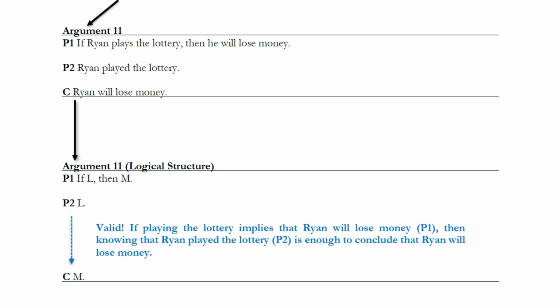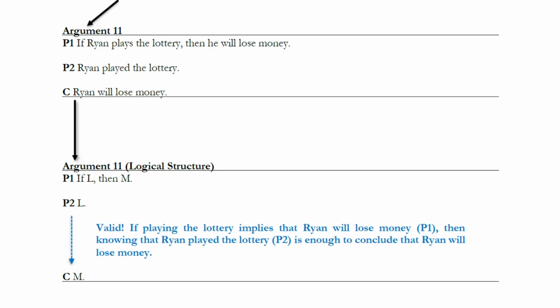You will again notice that this argument has exactly the same structure as the valid argument 1 we looked at previously. At this point, it might also be useful to pause and say one additional thing. You might look at this argument and say, this argument must be invalid because P1 is false. Sure, the vast majority of the time, people who play the lottery win nothing and lose the money they spent on their lottery ticket, but that is not always the case. After all, somebody has to win. So, maybe Ryan will win money, and that means P1 is false.